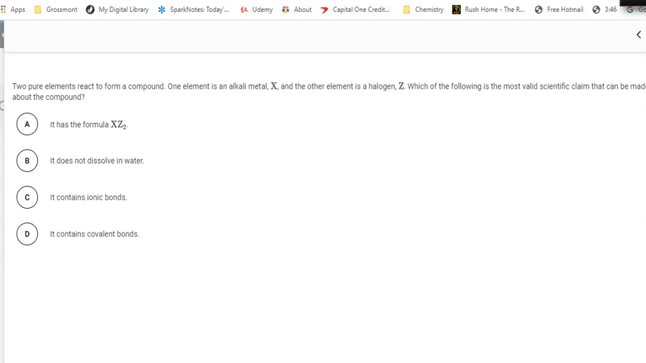So A, it has a formula of XZ2. That's not correct. That means it would have 2 negative charges on the Z. Z would be a -2. The X would be +1. That wouldn't balance. So that's not correct.